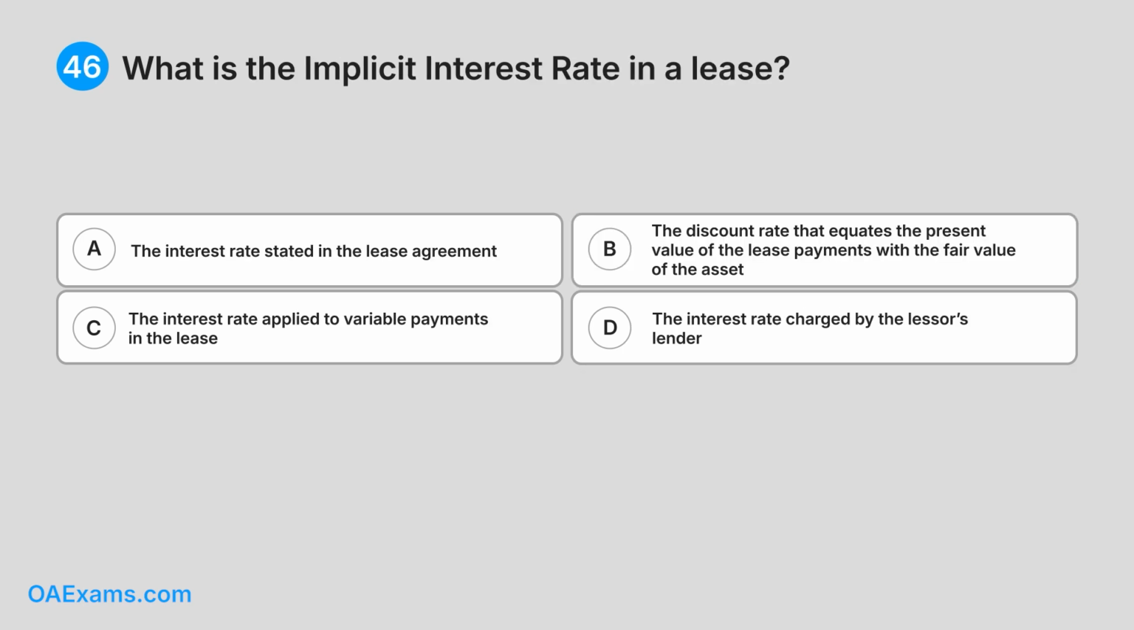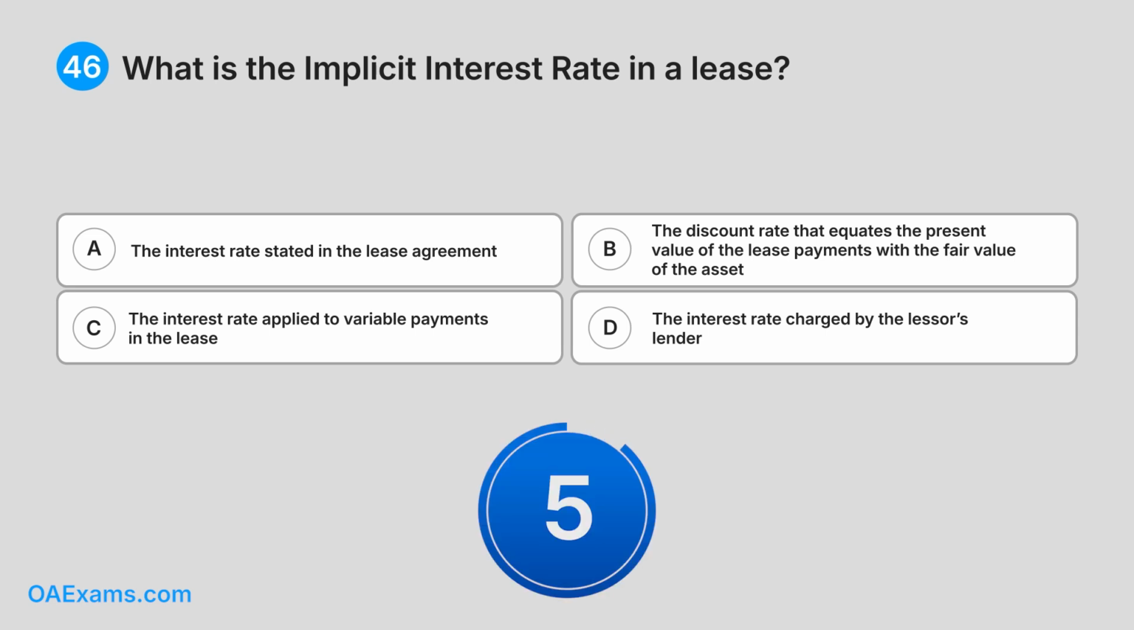46. What is the implicit interest rate in a lease? A. The interest rate stated in the lease agreement. B. The discount rate that equates the present value of the lease payments with the fair value of the asset. C. The interest rate applied to variable payments in the lease. D. The interest rate charged by the lessor's lender. What do you think is the answer?